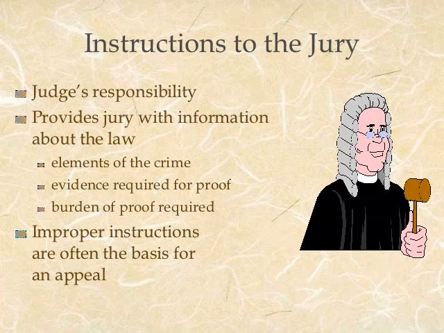Now, before the jury is set off on the task of deciding guilt or innocence, it's the judge's responsibility to provide them with information about the law regarding the elements of the crime of the instant case, the evidence required for proof, and the burden of proof required. Improper instructions are often the basis for appeal in many cases.